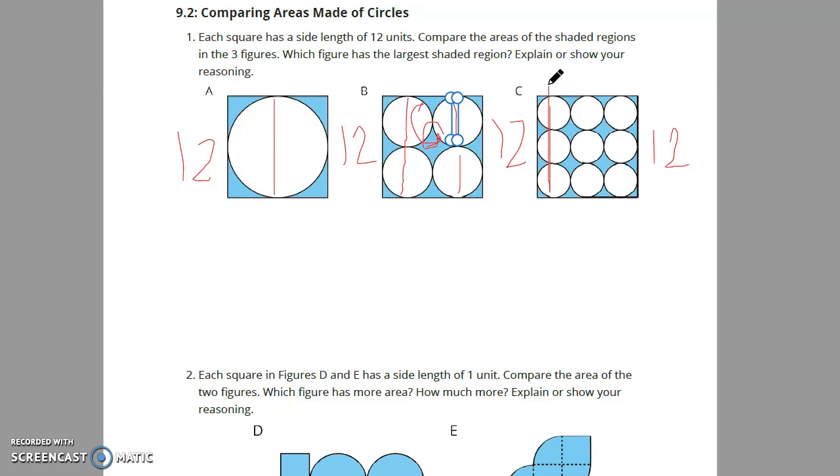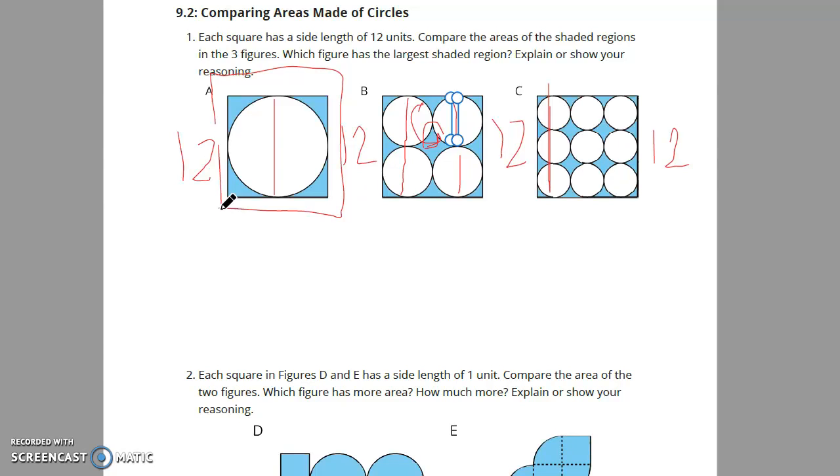Remember, find the area of the square just as you find the area of the circle, and then you can subtract the area of the circle from the area of the square to figure out which A, B, or C has the largest shaded region. Hit pause, please, and we will continue.